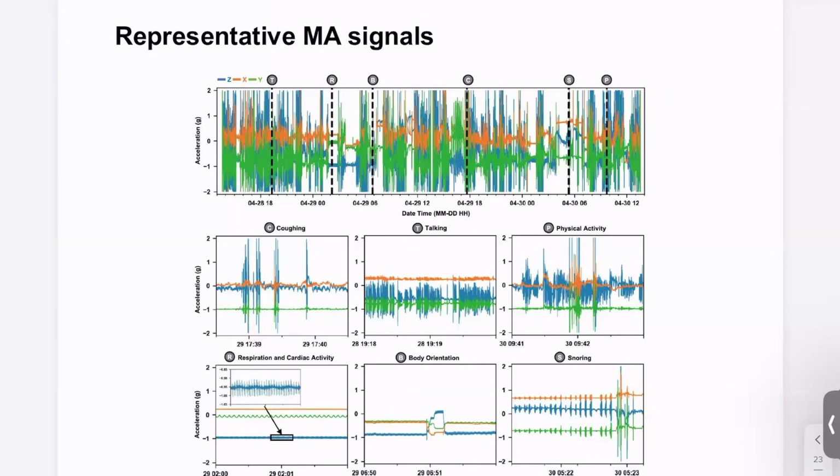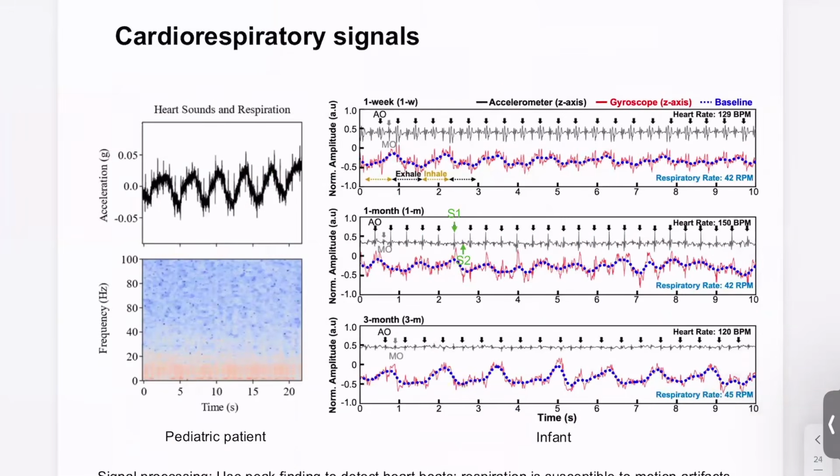So there's a lot of information, but the key point is to figure out how to process the data. So then let me go be a little bit more detailed about these different signals. First, cardiorespiratory signals. So this is acceleration data.